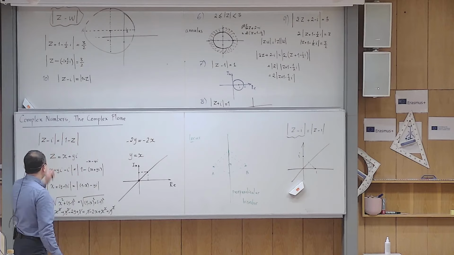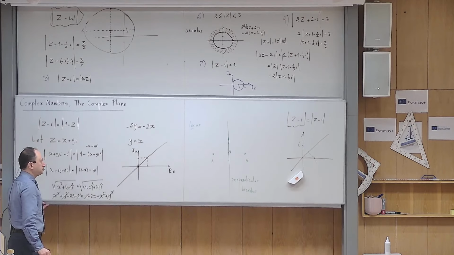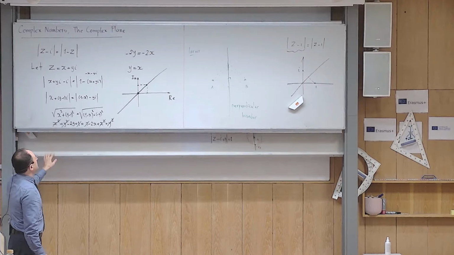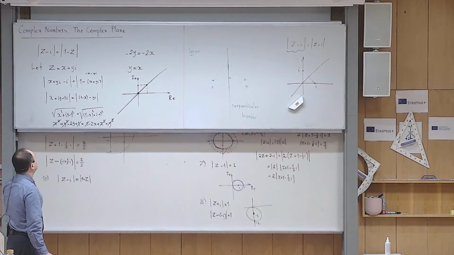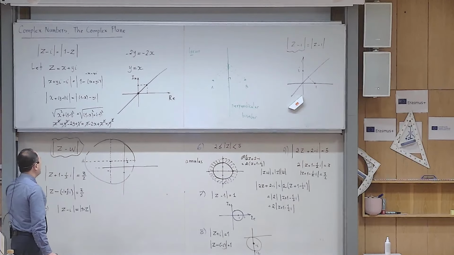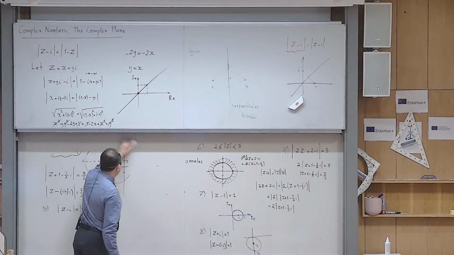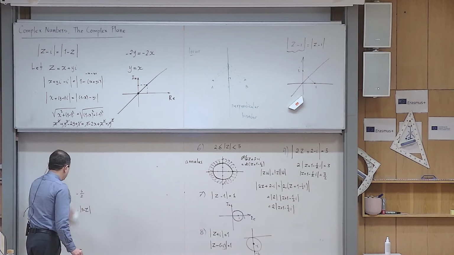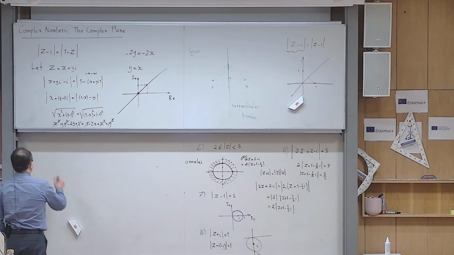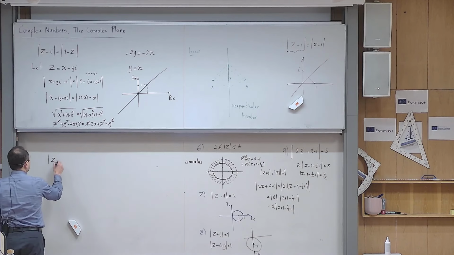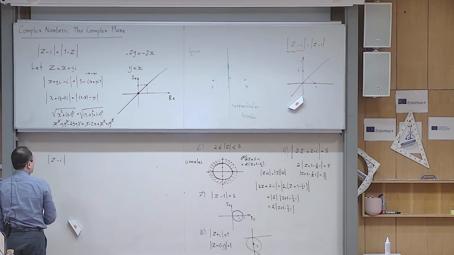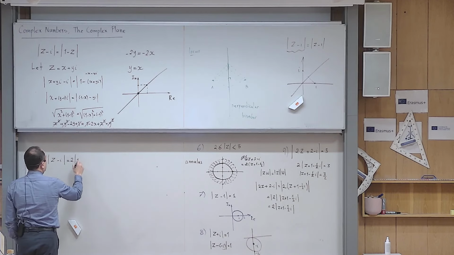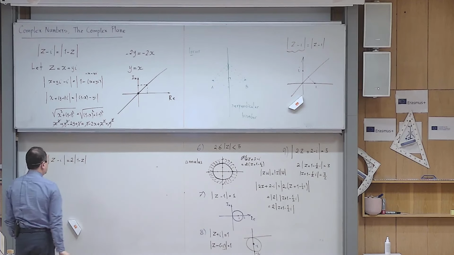There is one question that I want to solve here for you. What happens if I have the same thing, but I want to add a factor of 2 to one side? For example, I have absolute value of z minus i equals 2 absolute value of 1 minus z.